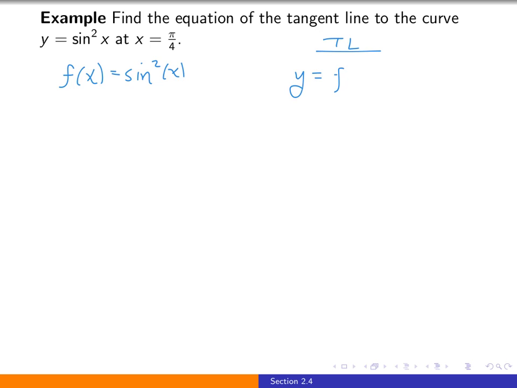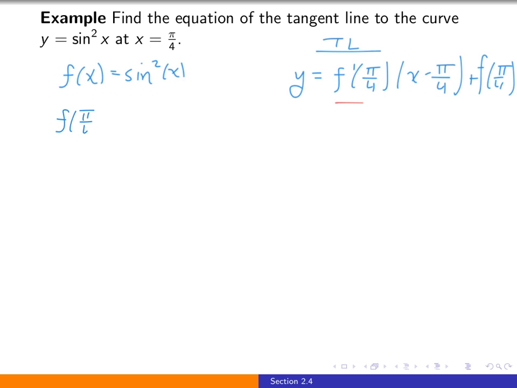y is f prime pi over 4 multiplied by x minus pi over 4 plus f of pi over 4. So the line with slope f prime pi over 4 going through the point pi over 4 comma f of pi over 4. So let's first take care of the function evaluation.